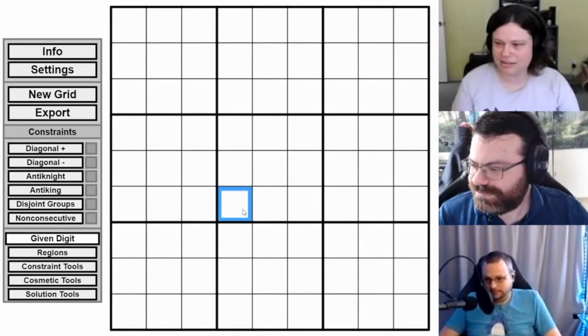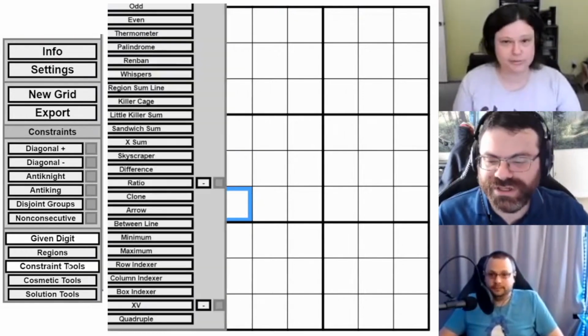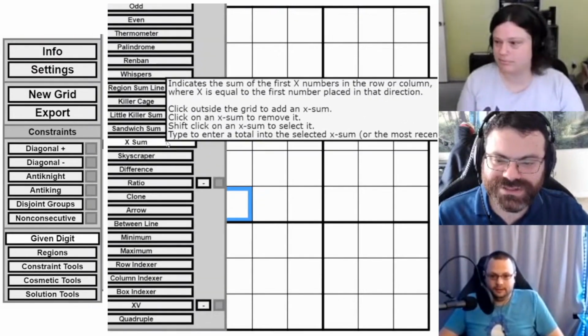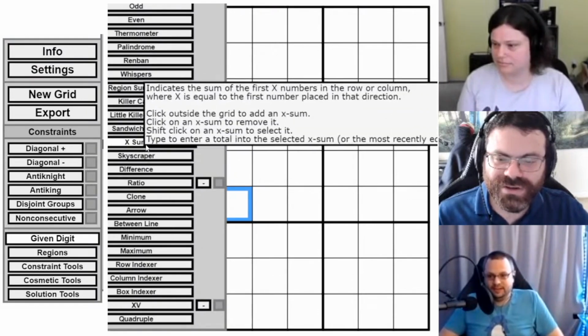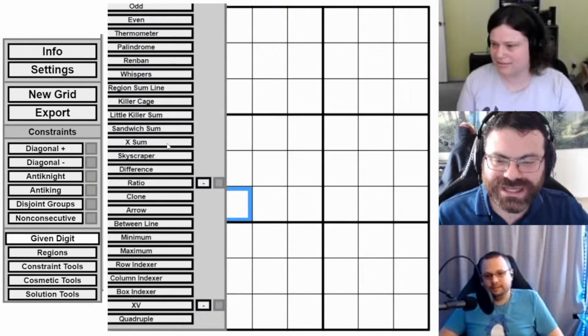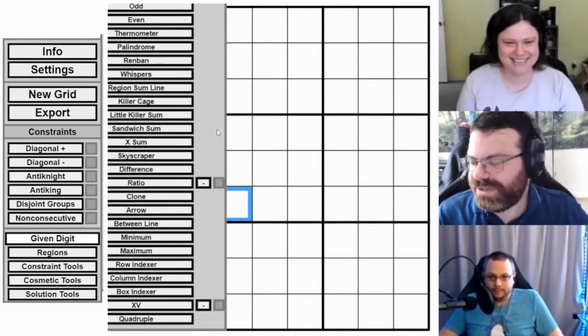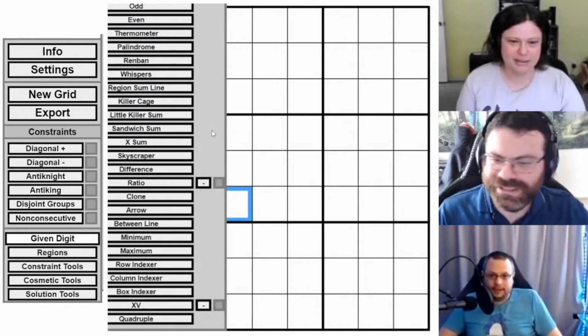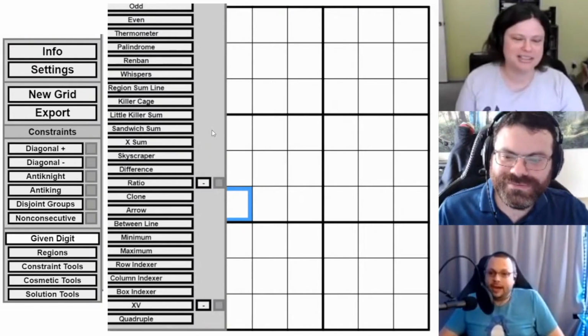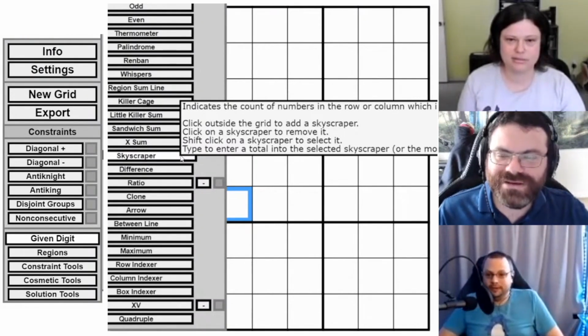Diagonals, yeah. I like thermos, they're my wheelhouse, but we could do outside clues. We have Xsum, Sandwich, and Skyscraper as outside clues, as well as Little Killers. So those are options. I don't think we'd use all of them, but I was thinking an ambiguous skyscraper with row and column indexing could potentially be an interesting combo.